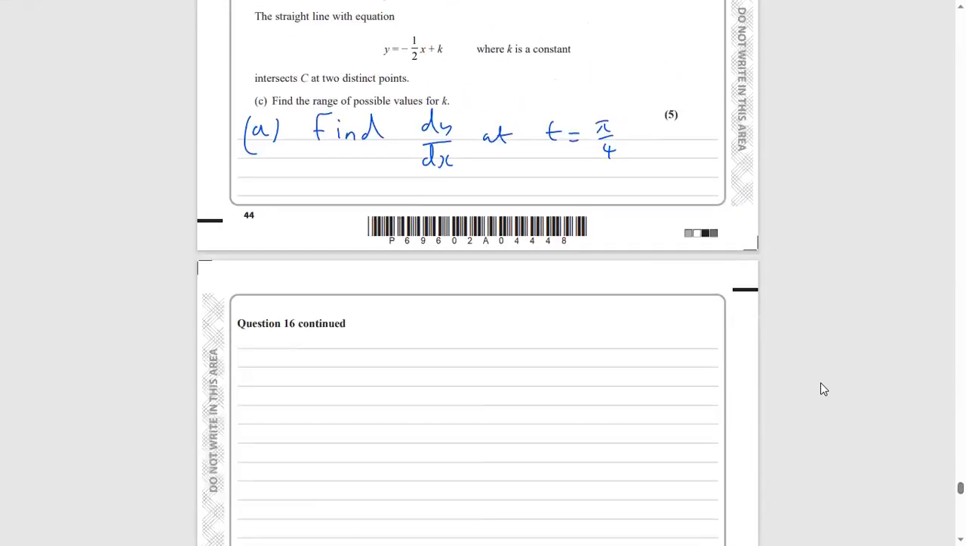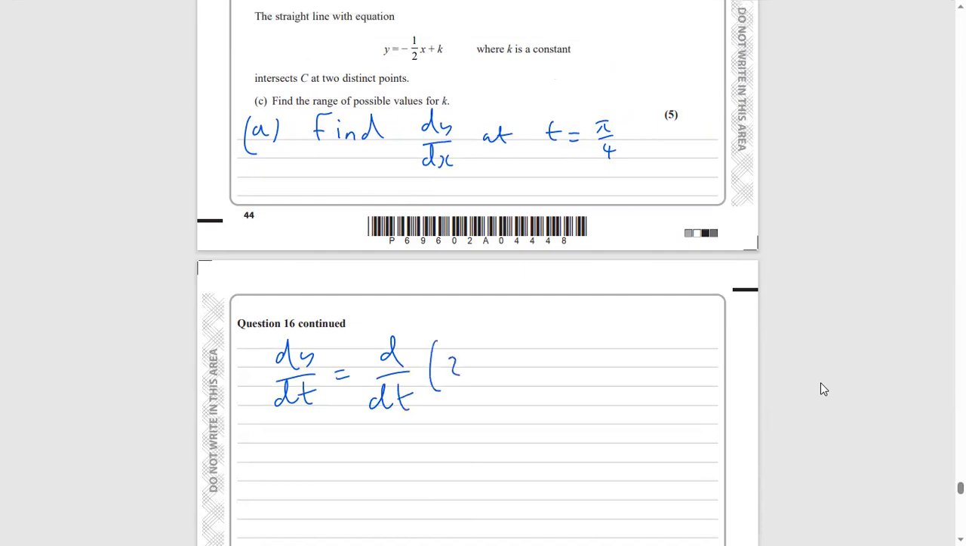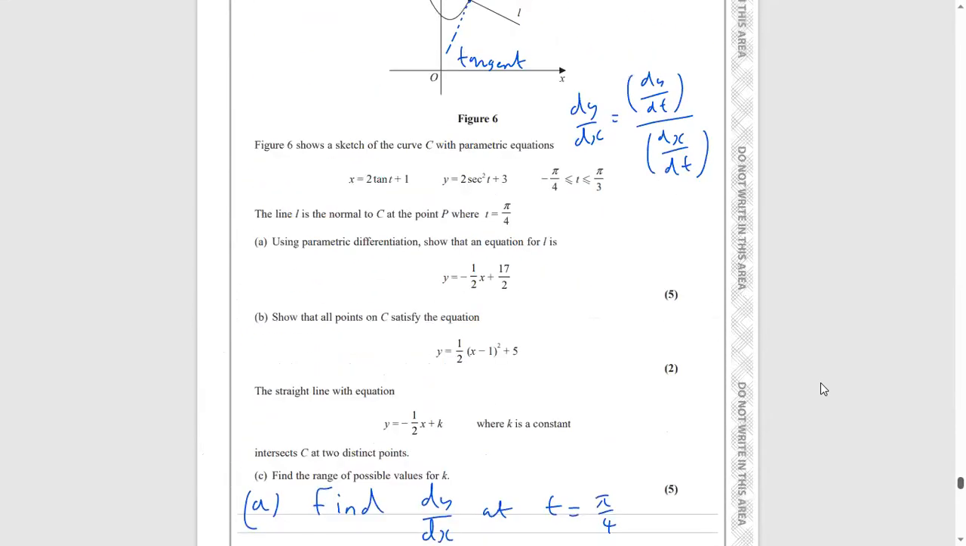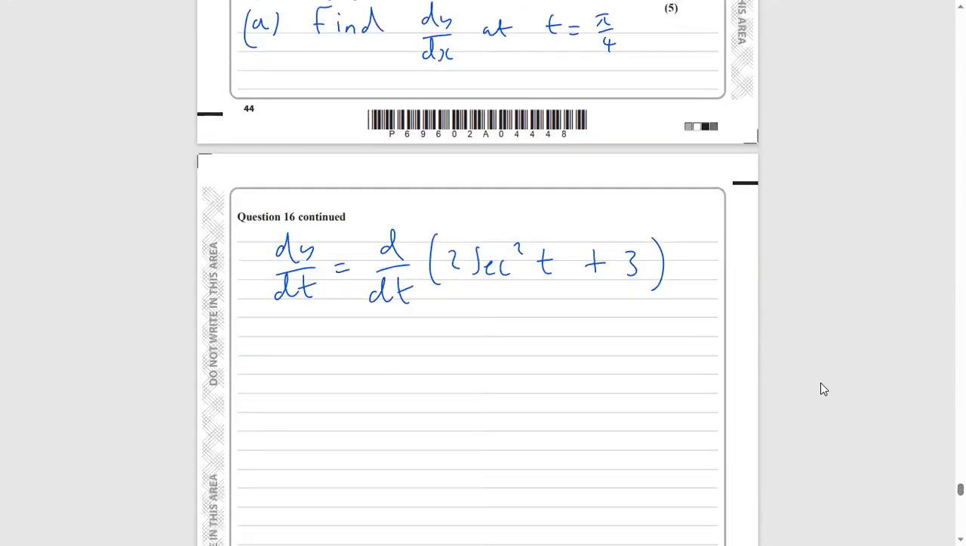Okay, so let's try and do this. dy/dt is the derivative with respect to t of 2 sec squared t plus 3. When we differentiate the 3, that just goes to 0. Differentiating a constant gives you 0. So we're just going to differentiate this 2 sec squared t. This is equal to 2 lots of, remember, this is just a constant multiplier, so we can bring the 2 to the outside, 2 times the derivative of sec squared t.